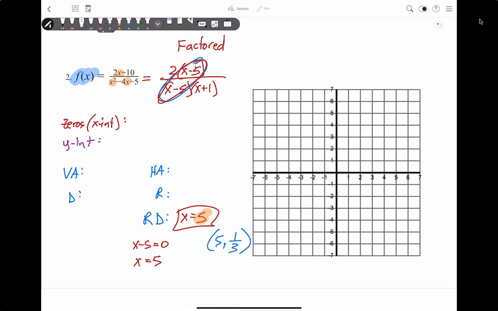Okay, that 1/3 would come as an answer after I plugged in 5 as the input. Nonetheless, that's where the point is going to be a hole in the graph. So after we found the removable discontinuity, we need to look at everything else that is left over. Everything else that is left over on the bottom and the top is going to be right here in gray. I have 2 and I have x plus 1.